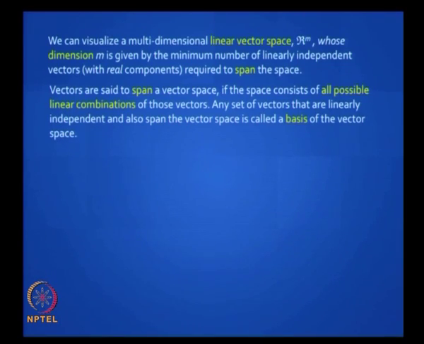And so vectors are said to span a vector space if the space consists of all possible linear combinations of those vectors. So you should be able to capture any vector in that space with the help of your linearly independent vectors, and any set of vectors that are linearly independent and also span the vector space is called a basis of the vector space. What is the simplest basis that we use in physics, for example?